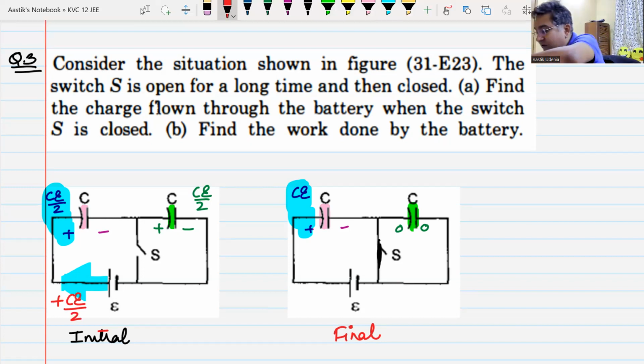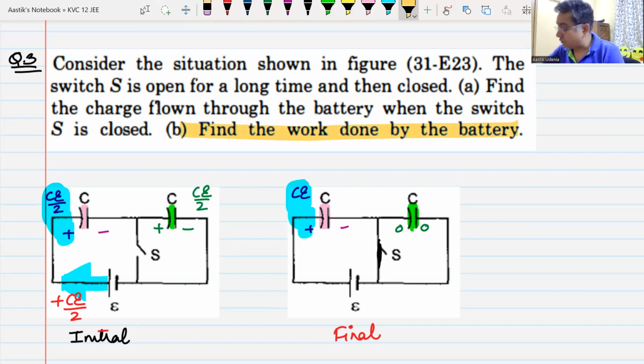Do we understand this, or has this gone above our head, saying bye bye sir, I'm gone? Understood, sir.